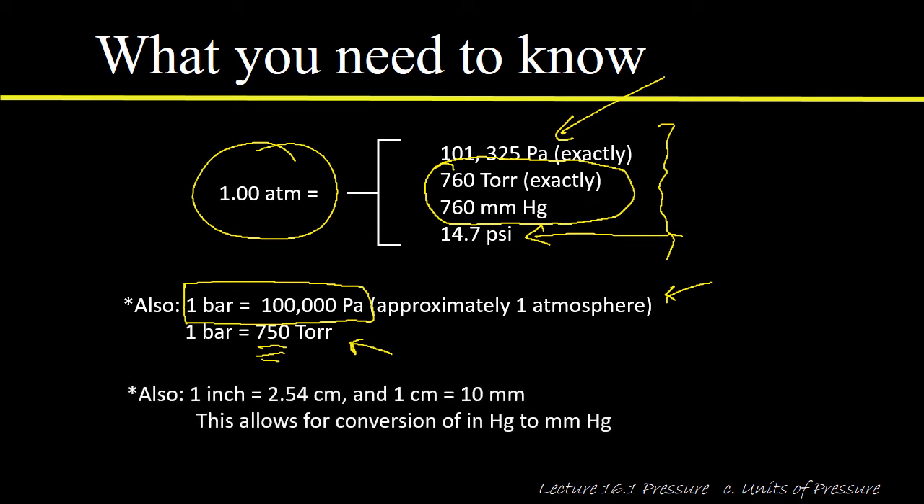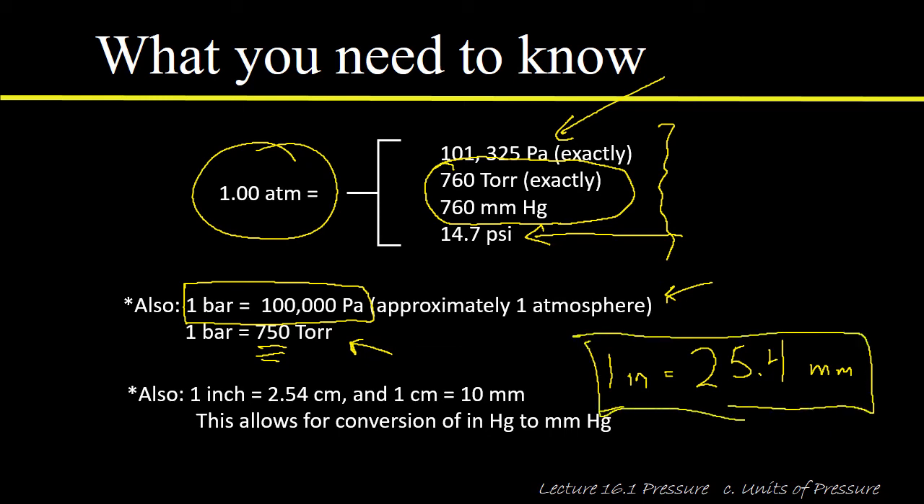you should know 1 inch is 2.54 centimeters. 1 centimeter is 10 millimeters, and therefore, I probably should have written this down here. That means that 1 inch is equal to 25.4 millimeters. And if you know that relationship, then you can convert between inches of mercury and millimeters of mercury. I don't really consider that a pressure conversion. It's really just more of a unit conversion, but you should be able to do that.